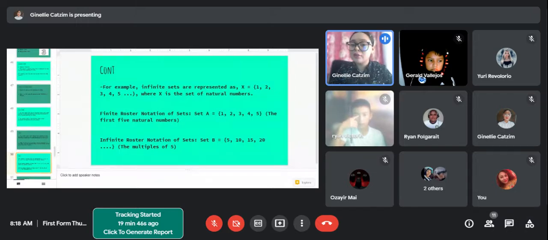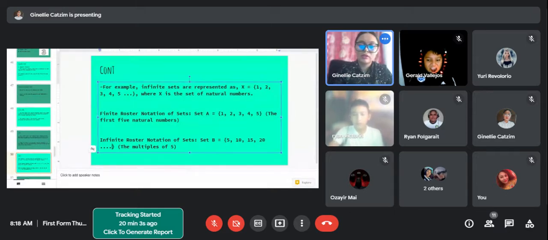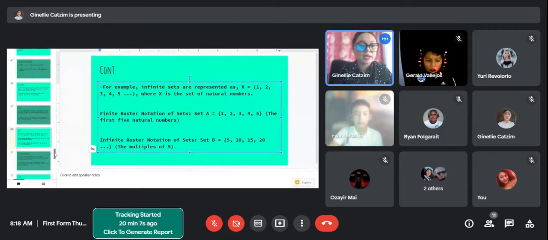Now the infinite roster notation has the same properties. It's included in curly brackets. It is separated by commas, but it ends with the 3 dots. There should be 3 dots, because the set continues, we cannot see its end, right?